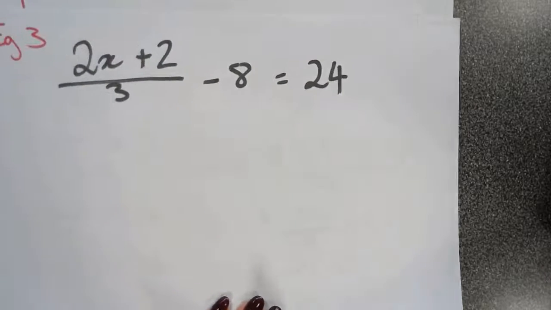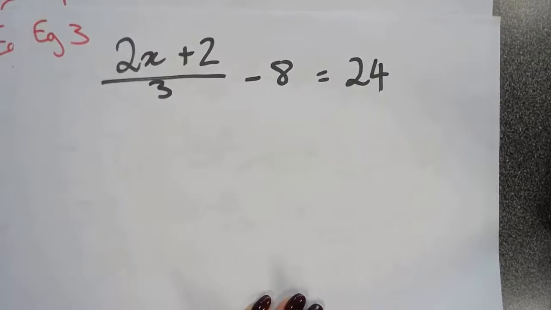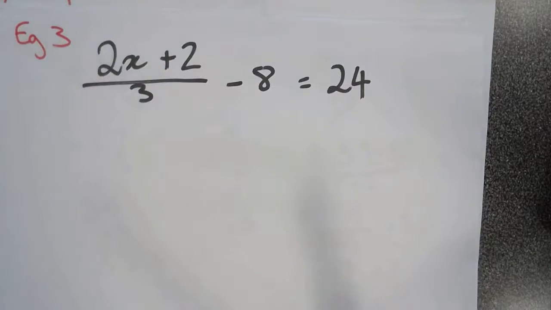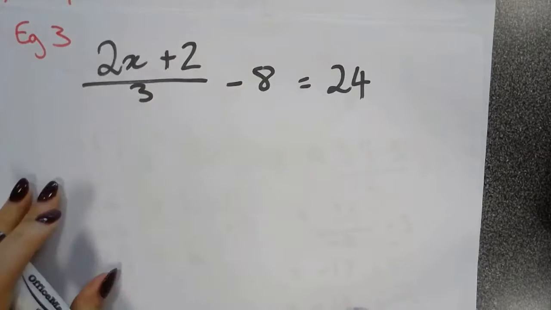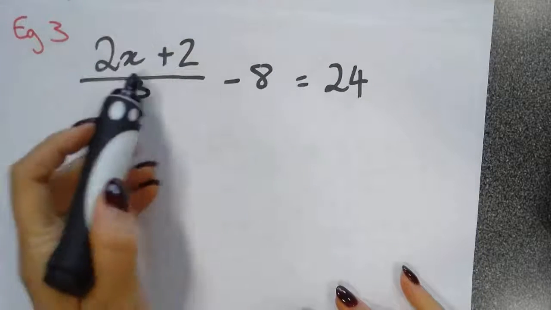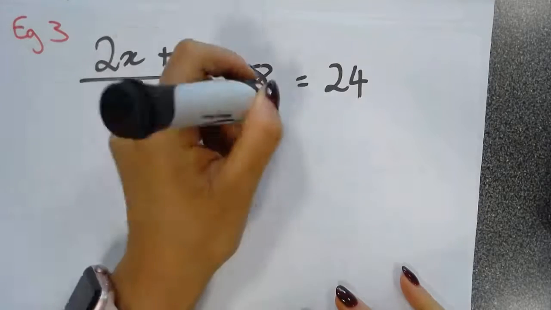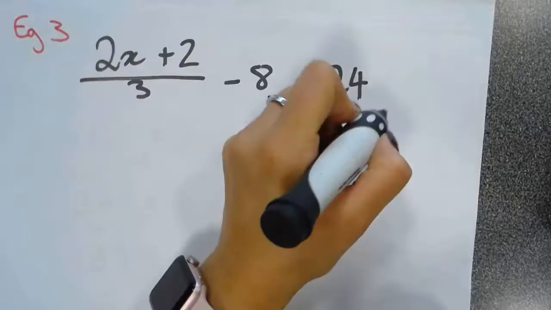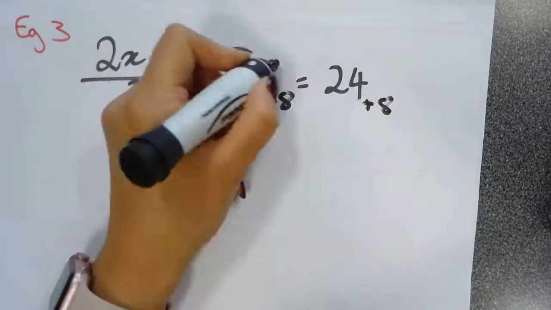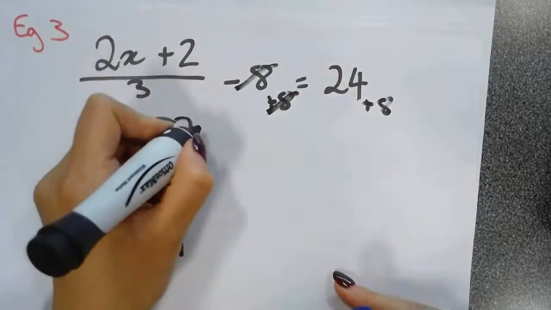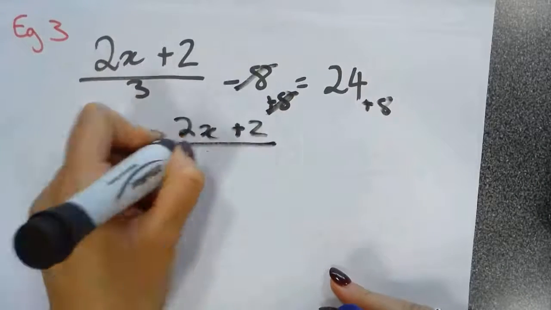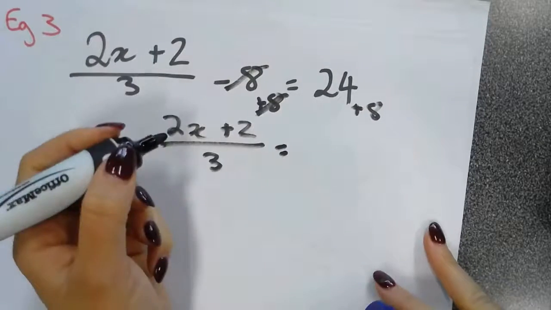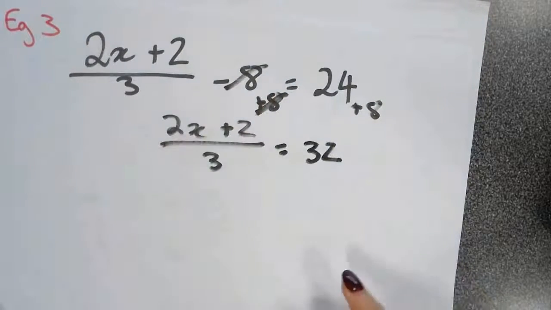Alright, these involve one more step. So we've got the 2x now. We've got that coefficient that's reappeared. Again, this is one term, this is two terms. So we've got to get rid of this extra little term out the side. So get rid of the 8, plus 8, plus 8. Well, you do one side, you do to the other. So it's 2x plus 2 over 3 equaling 24 plus 8, which is going to be 32.